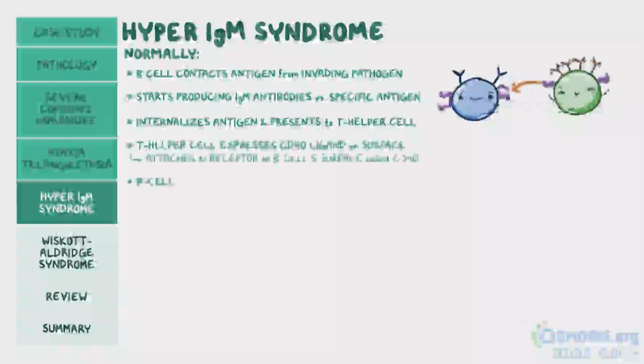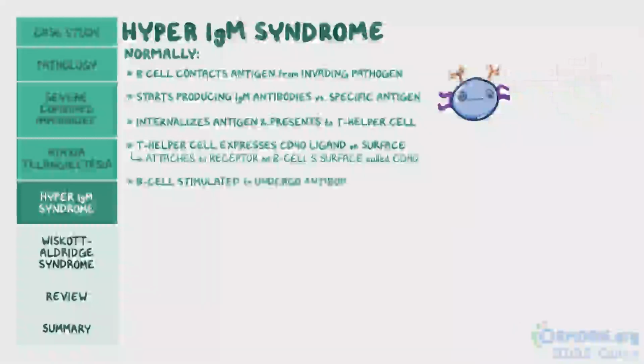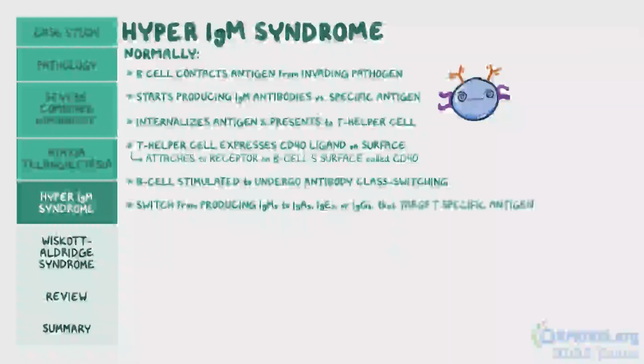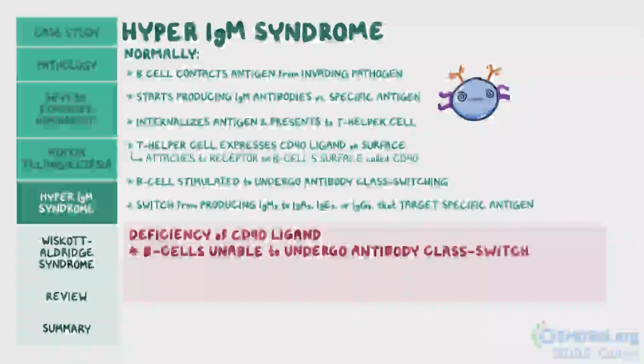As a result, the B cell is stimulated to undergo antibody class switching. This is when the B cells switch from producing IgMs to producing IgAs, IgEs, or IgGs that will target the specific antigen. In hyper-IgM syndrome, there's a deficiency of CD40 ligand. As a consequence, B cells are unable to undergo antibody class switching, meaning that they can produce IgM but struggle to produce other types of antibodies.